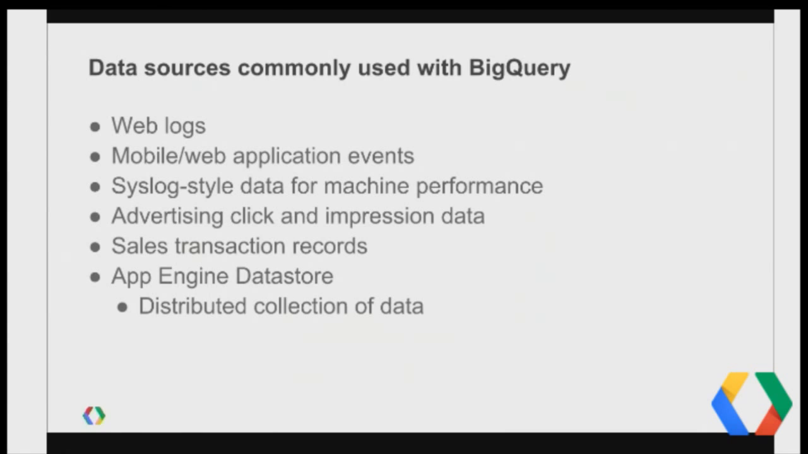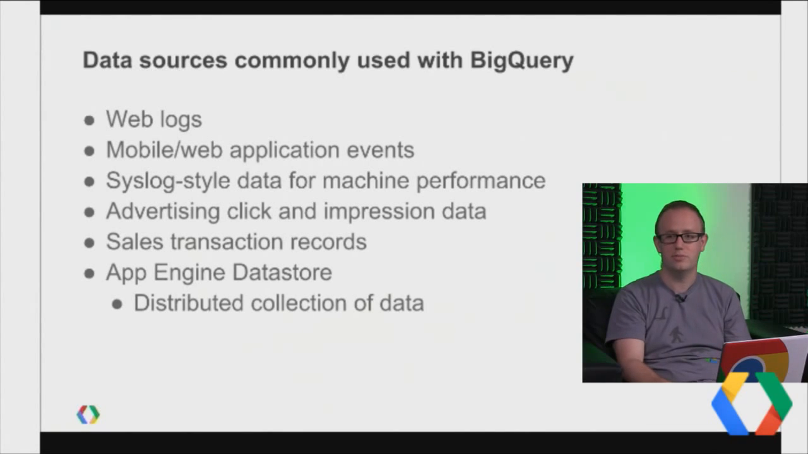So weblogs is one of the most popular. The standard Apache weblog, various fields, representing information about the user that's accessing the site, what page that they're accessing, the host, things like that. That type of data is fantastic for BigQuery. And those weblogs can be things that are on your own local web server in your local data center, or it can also be cloud-based weblogs, so App Engine logs or logs from other cloud-based platforms.